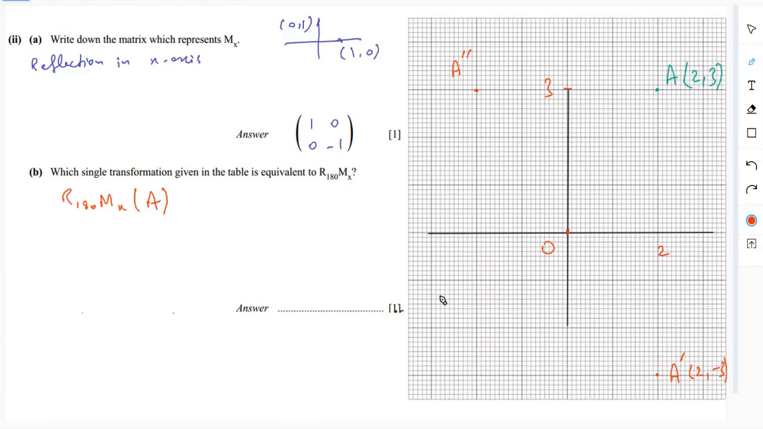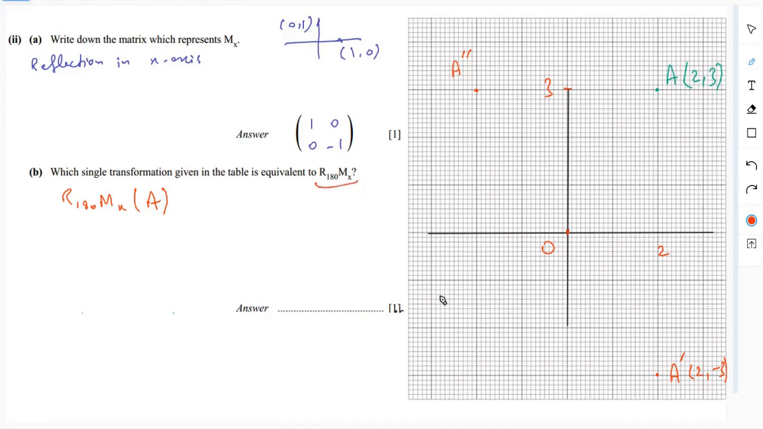What are you doing here? I'm just choosing one point. Just choosing a point, and it's important to choose this point such that the x and y coordinates are different. देखिए वो कौन सी ट्रांसफॉर्मेशन है जो वो कह रहा है आपसे, R180 mx. What transformation is that? यहाँ पे आप mx कर रहे हो.